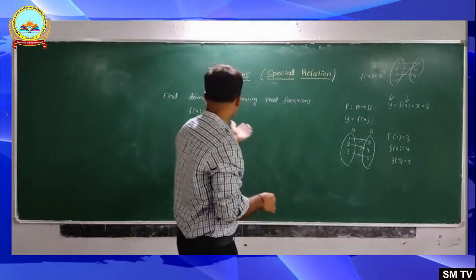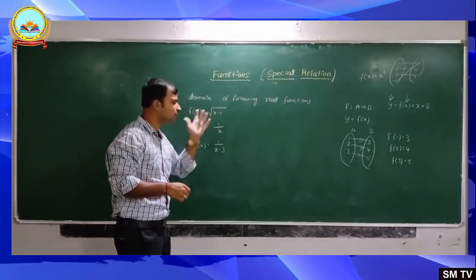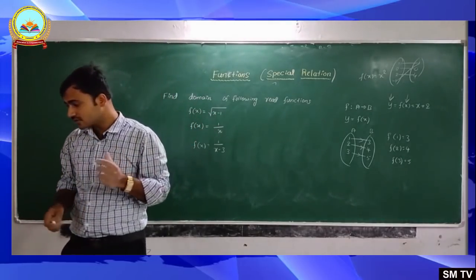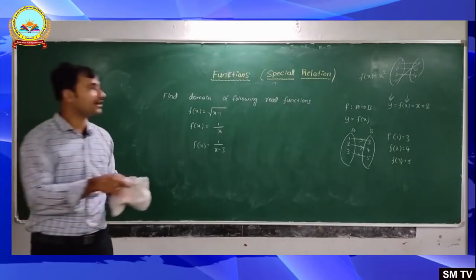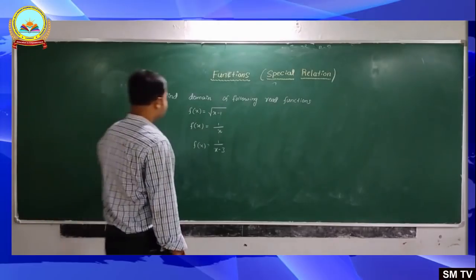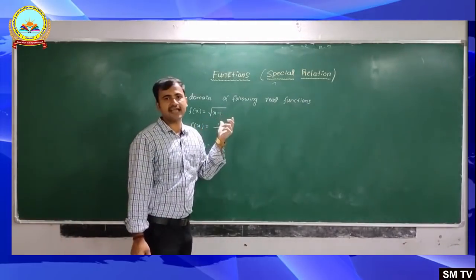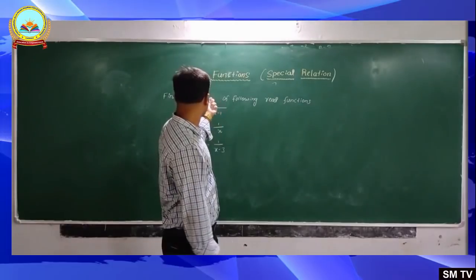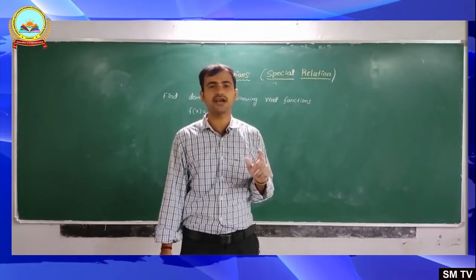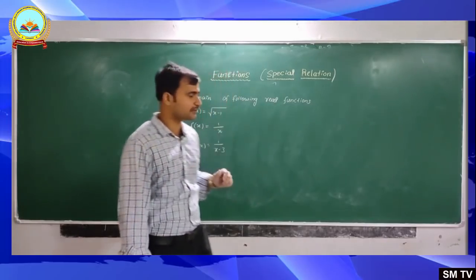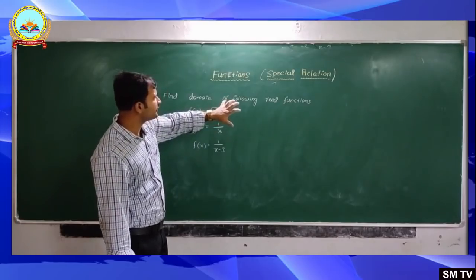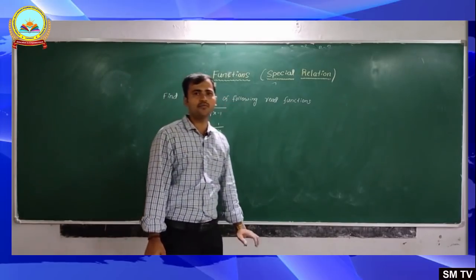Okay, so now why I have explained this: f of x is equal to root of x minus 1. If you give x as input, it gives the square root of x minus 1 as output. Now this is a real function. As I said, this is a real function. Real function means domain and range both are either R or a subset of R.